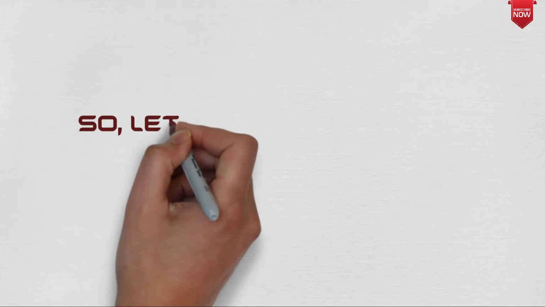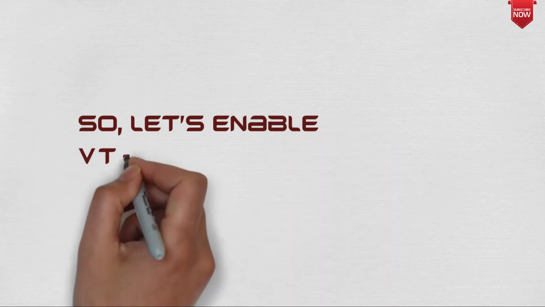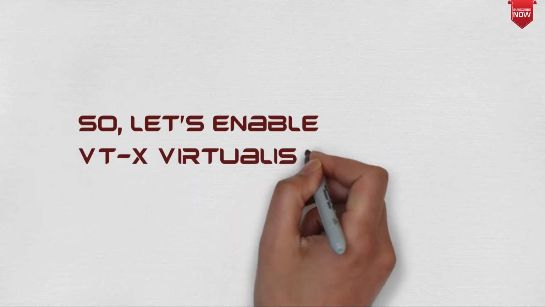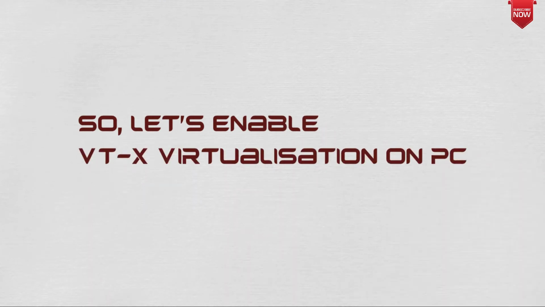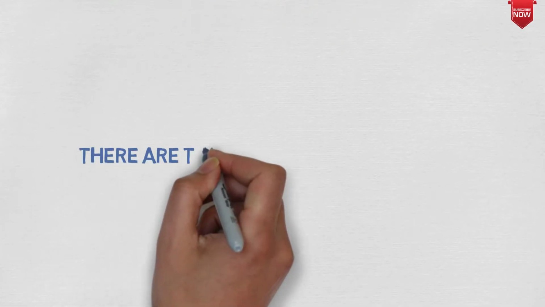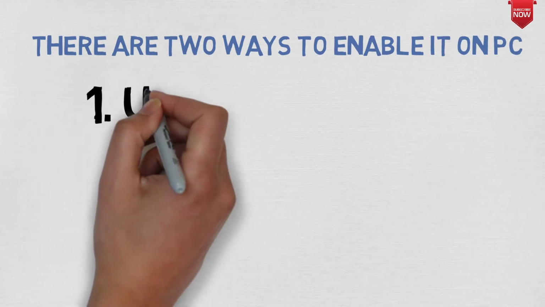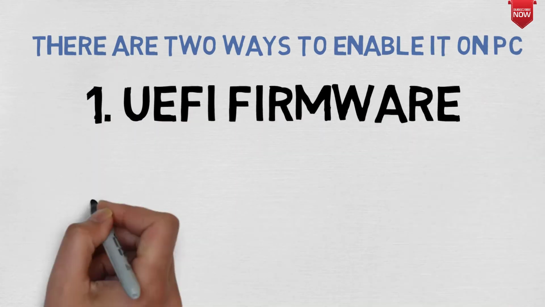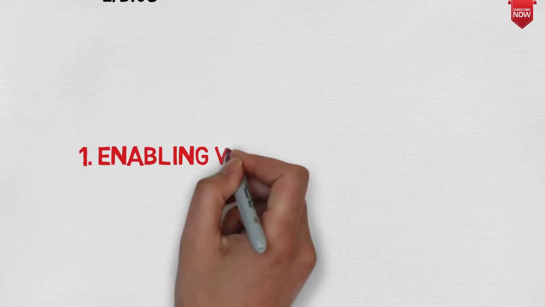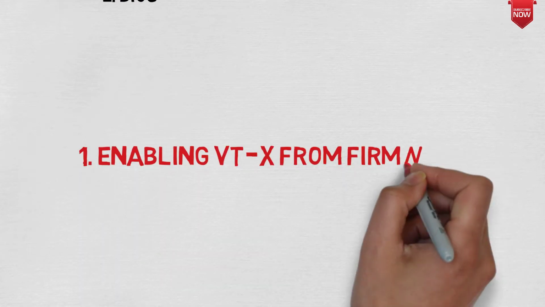So that's why I decided to show you how to enable Intel and AMD virtualization on your PC, VMware or VirtualBox. So let's get started. There are two ways to enable virtualization technology on a PC. The first one is UEFI firmware and the second one is BIOS. Here, at first we will concentrate on enabling virtualization from firmware and then we will move forward.